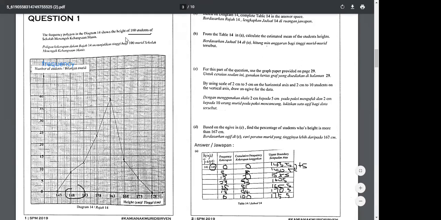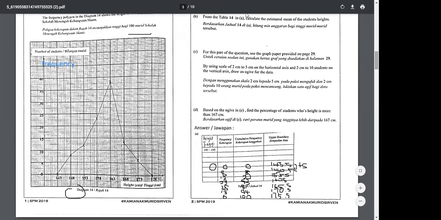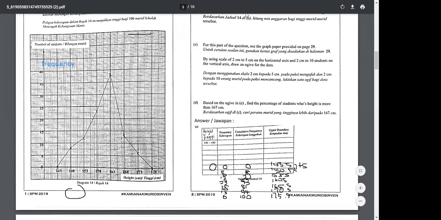Where I need to ask about something. Graph paper, please. Graph paper, please.